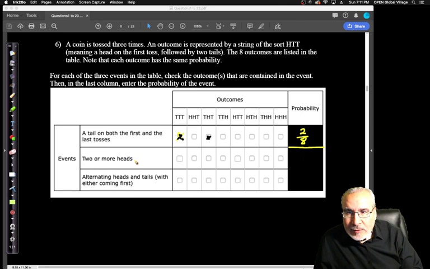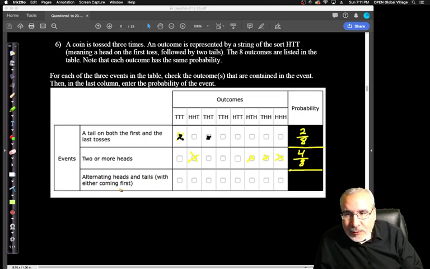2 or more heads. Here's 2 heads, so we'll mark that one. There's 2 tails, 2 tails, 1 head, 2 heads there, 2 heads there, 2 or more. So here's 3, which is 2 or more. So we've got 4 here. So that's going to be 4 out of 8, and that's that probability.